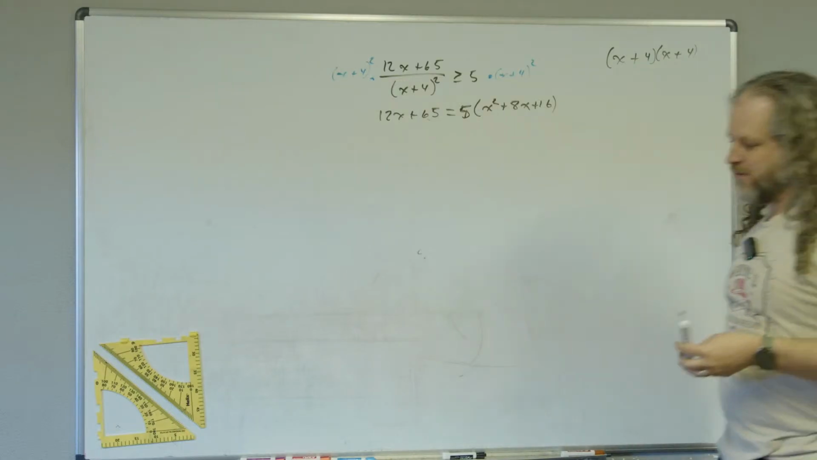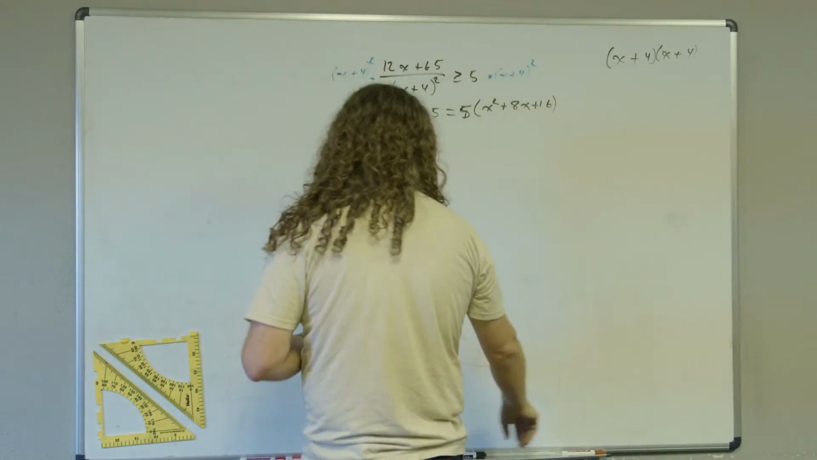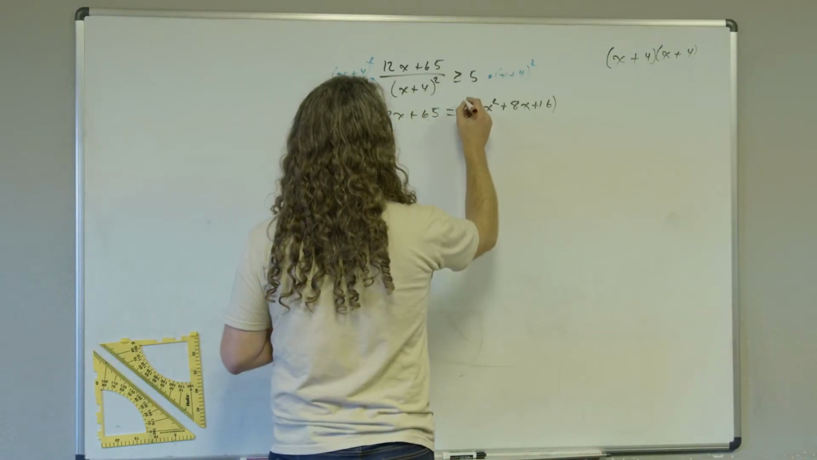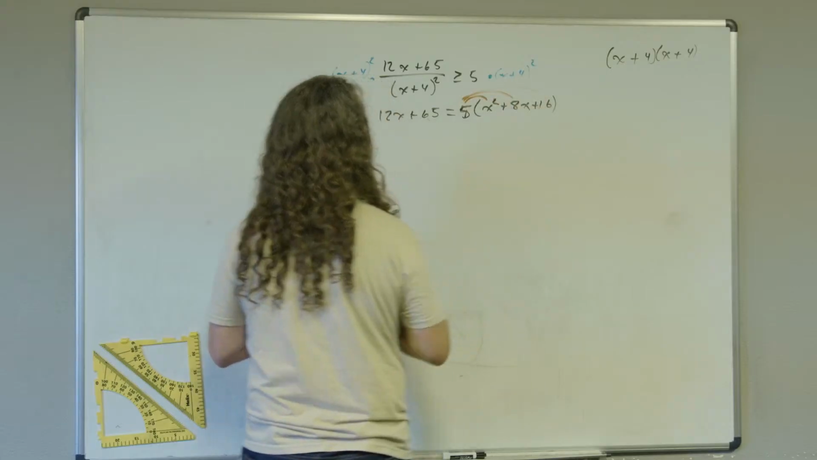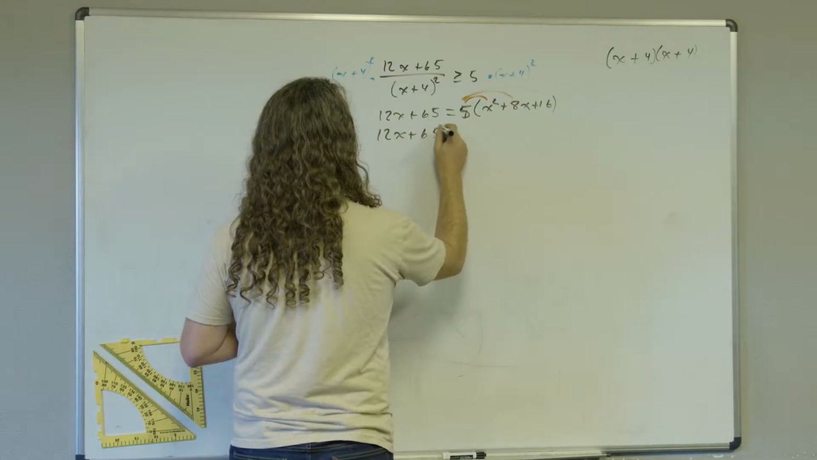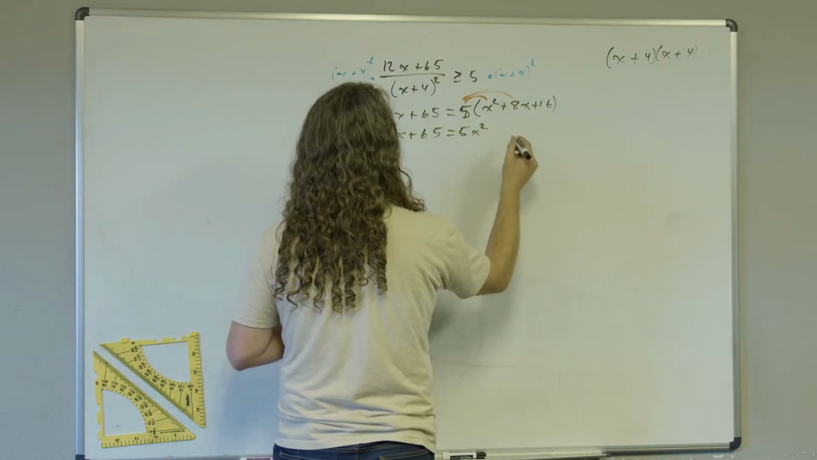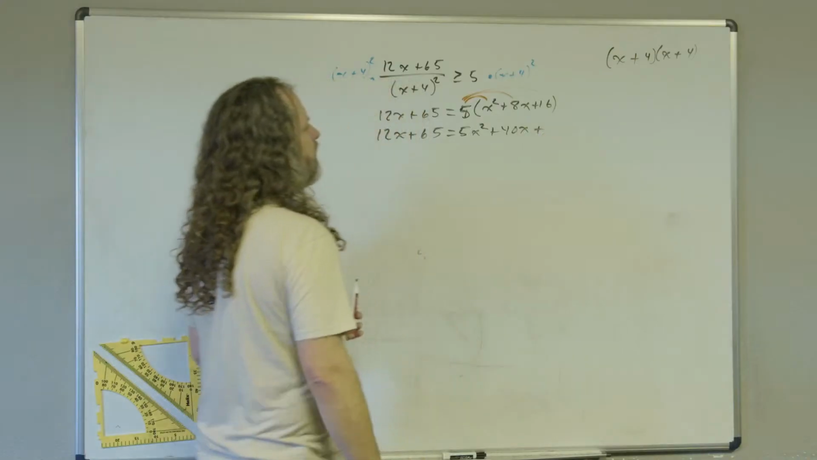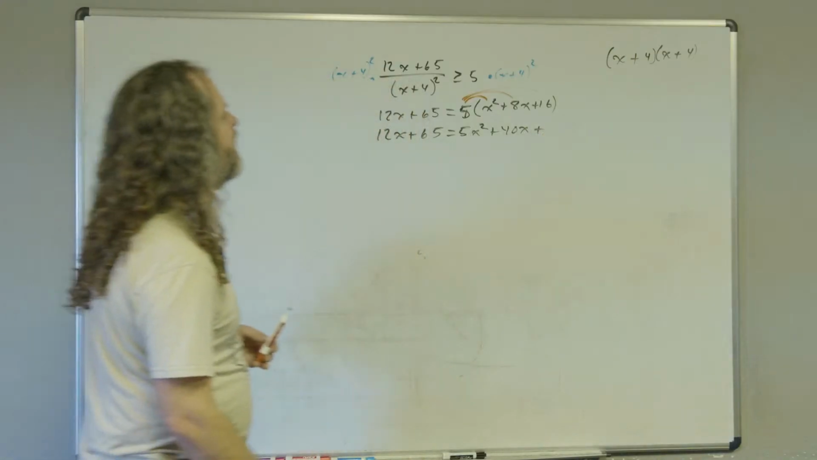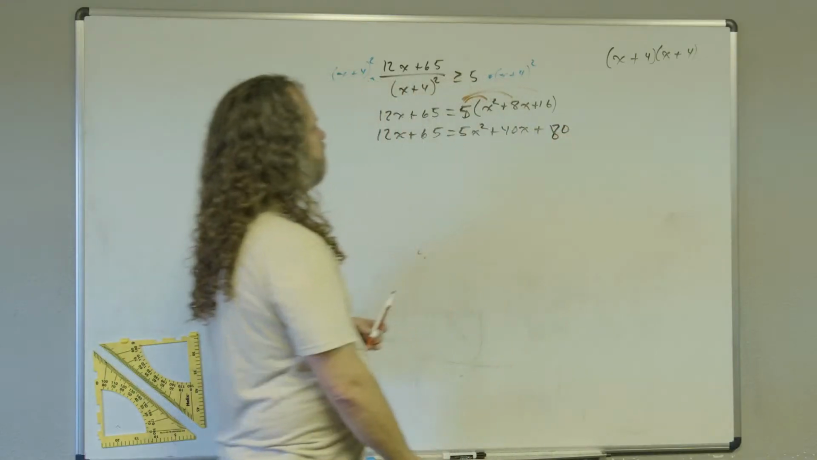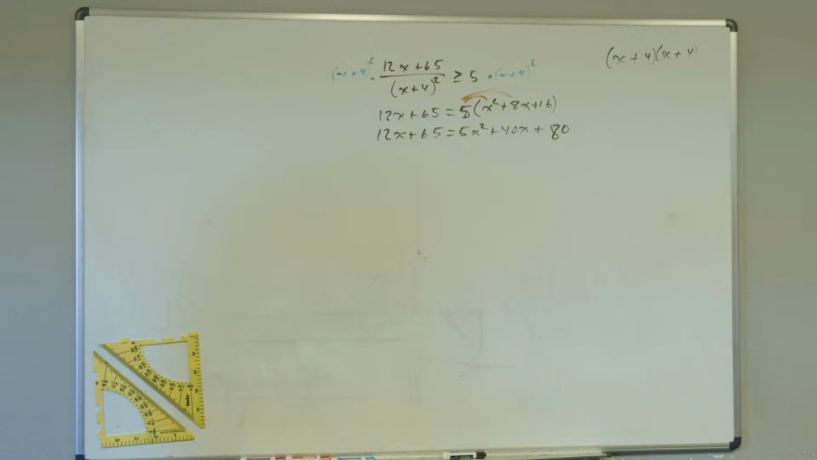What should we do now? Yeah, distribute, which is fancy multiplication. 12x plus 65 equals 5x squared plus 40x plus 80. I just divide by 2 and then times 10. That makes sense. That also works fine.